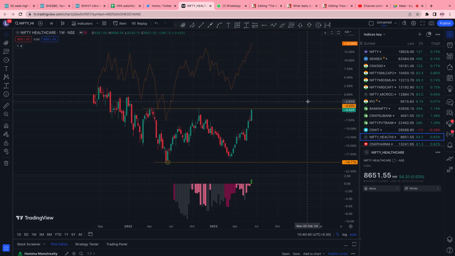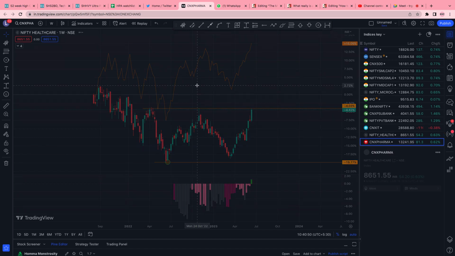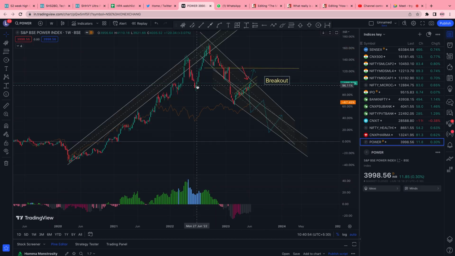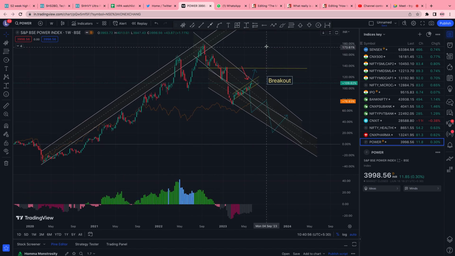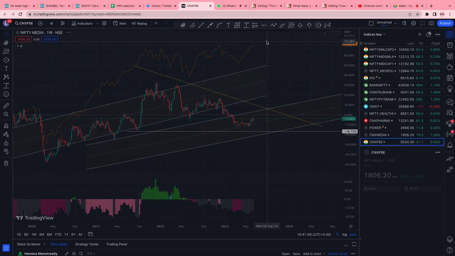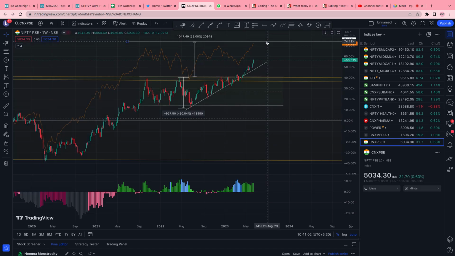So healthcare has just started to do well, and it's also showing, but it's still not a leader right now. Same with pharma. Same with power. Power is also way below the all-time high. Media as well.